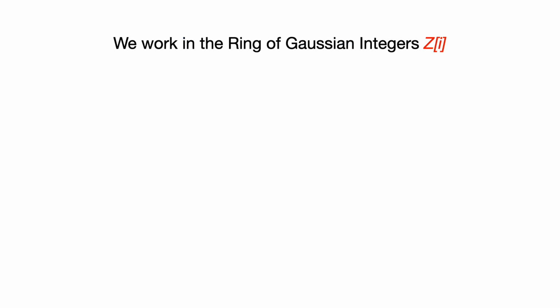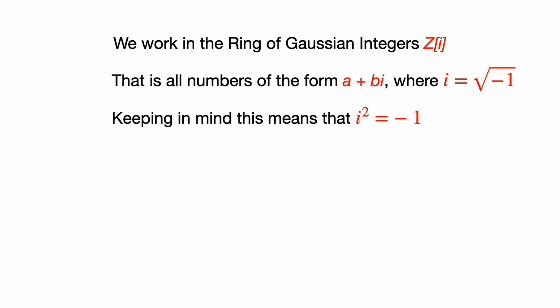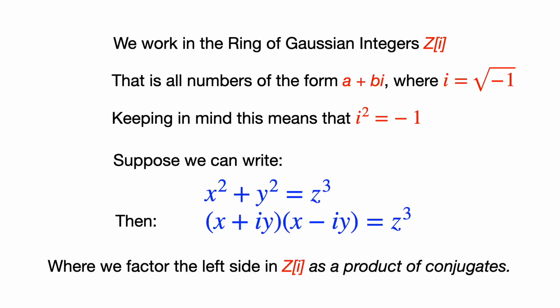We'll work in the ring of Gaussian integers, C adjoin i. That is, all numbers of the form a plus bi, where i is the square root of -1. And then keep in mind that i squared is equal to -1. So if we can write x squared plus y squared is z cubed, we can factor the left side in Z adjoin i as a product of conjugates. So the conjugate of x plus iy is x minus iy.